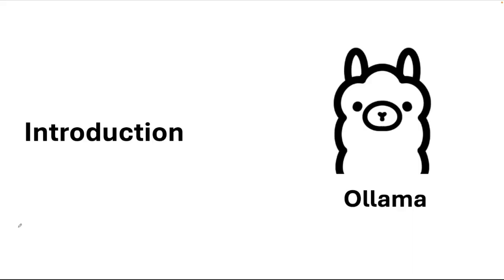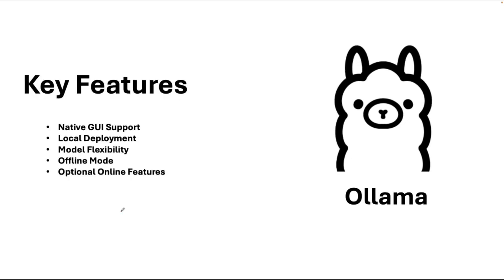Ollama is a powerful open source platform designed to run the large language models locally on your computer. It is lightweight, user-friendly, and supports a variety of models from Meta, Google, and even now from OpenAI. With Ollama, you can harness AI capabilities without relying on cloud services, ensuring privacy and flexibility. Now let us talk about the key features of Ollama. So these are some of the key features of Ollama.